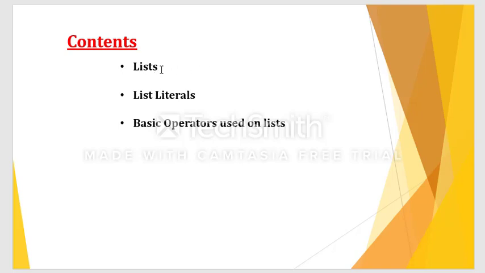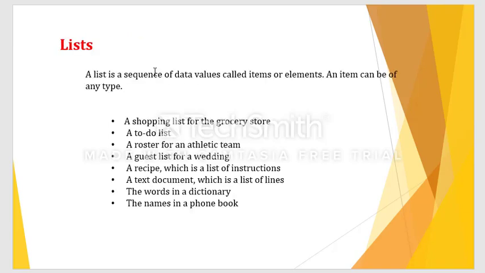So let's start with the definition of a list. A list is basically a sequence of data values called items or elements, and the data items can be of any type.